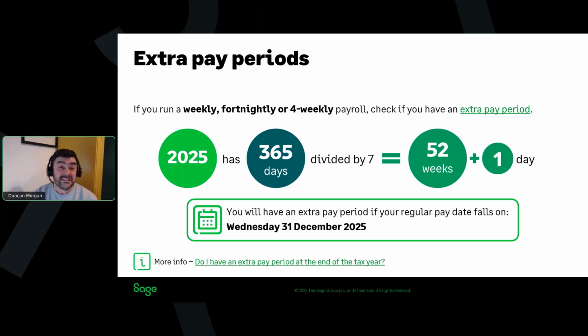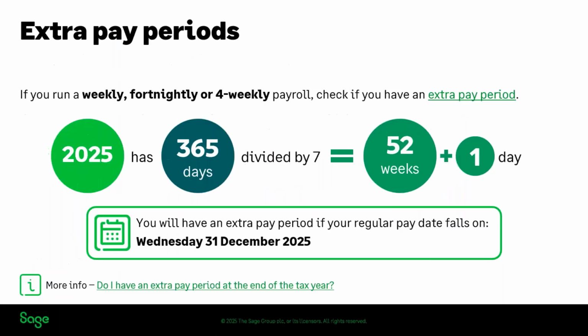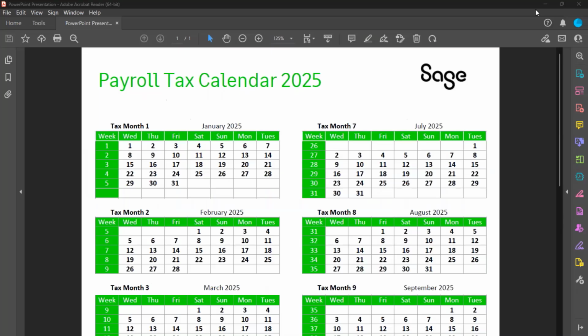And there's actually a really simple way to check if you have an extra pay period, and that would be to review your payroll calendar. So I just want to show you that now. So if I just bring these slides down. So this is actually a tax calendar, which we do have available on our help center. And just to reiterate how the extra pay period comes about, obviously the tax year in 2025 began on Wednesday, the 1st of January.